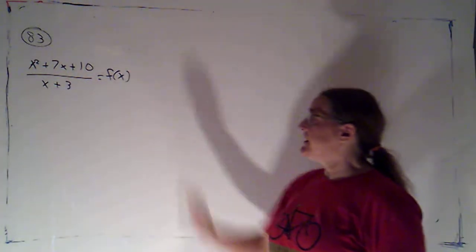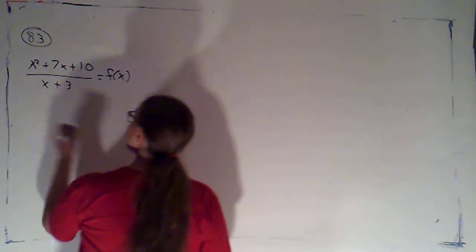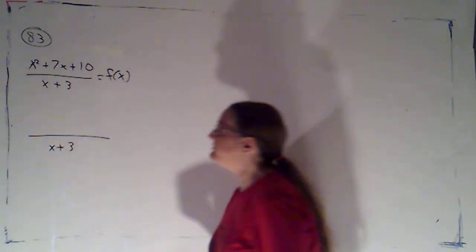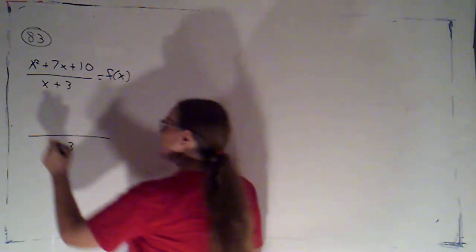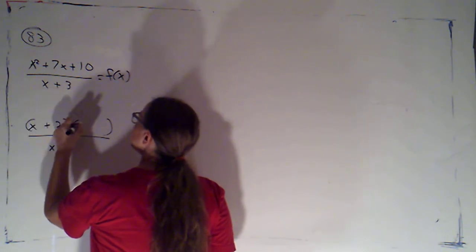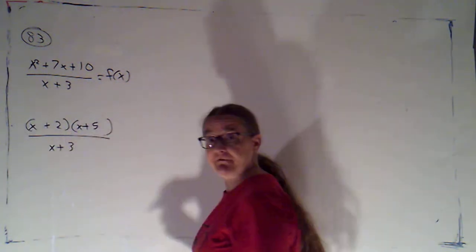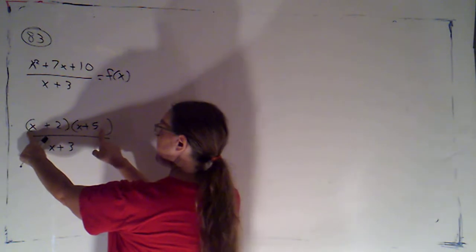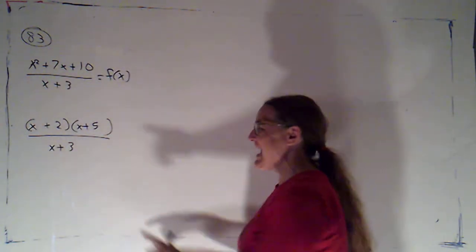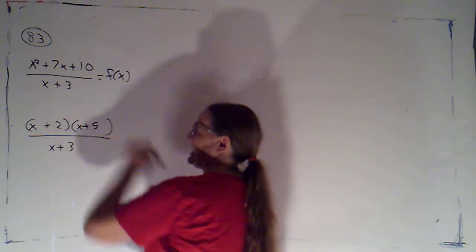If I were graphing this, the first thing I would do is write this in factored form. Now the bottom is already fully factored. The top I can unfoil. Looks like I'm going to want x plus 2 times x plus 5. That way outsides give me 5x, insides give me 2x, they combine to give me the 7x, and my last terms multiply to give me the 10.